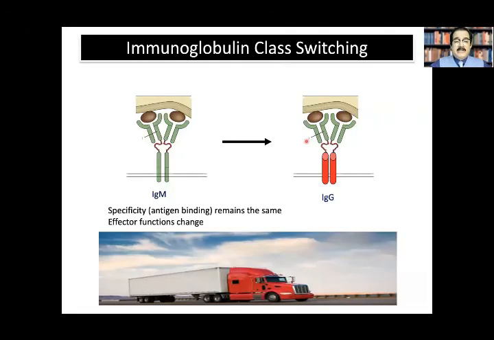Okay. Class switch recombination. So this is an antibody. Everybody starts off as IgM, and when this B cell gets activated, it keeps the specificity the same, the front end the same, and it switches out the rear end for another heavy chain isotype. So you go from IgM to IgG. The front end remains the same. The back end changes. It's like one of these 18-wheeler trucks that you see on the highway. The front end is always the same. Today they will be carrying produce for a grocery store, and tomorrow they could be carrying gasoline for Indian Oil or something like that. So the front end is the same, and the back is the one that you keep changing.